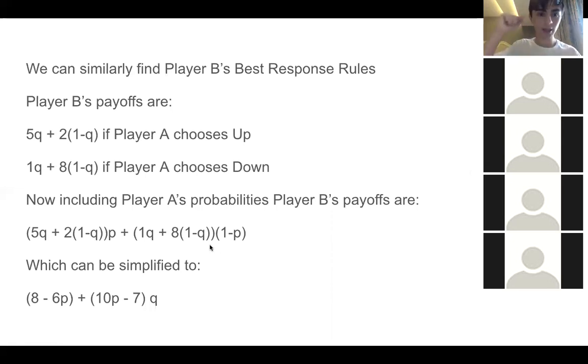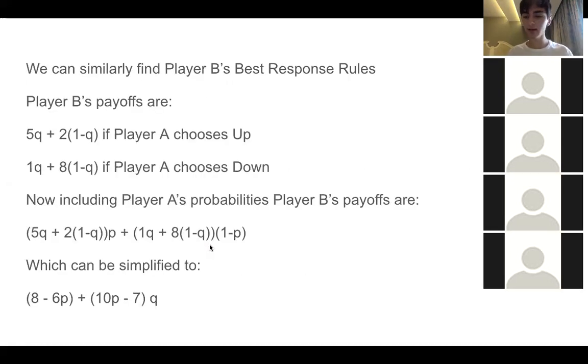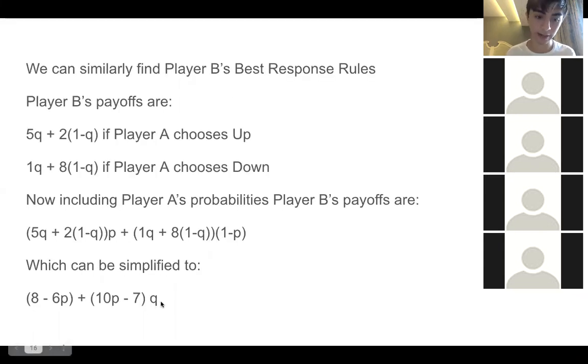Alrighty, wonderful. So we are going to use the same method that we used for person A for person B. So we look at the coefficient of Q right here. Can you see my cursor? So the coefficient of Q is 10p minus 7, right?